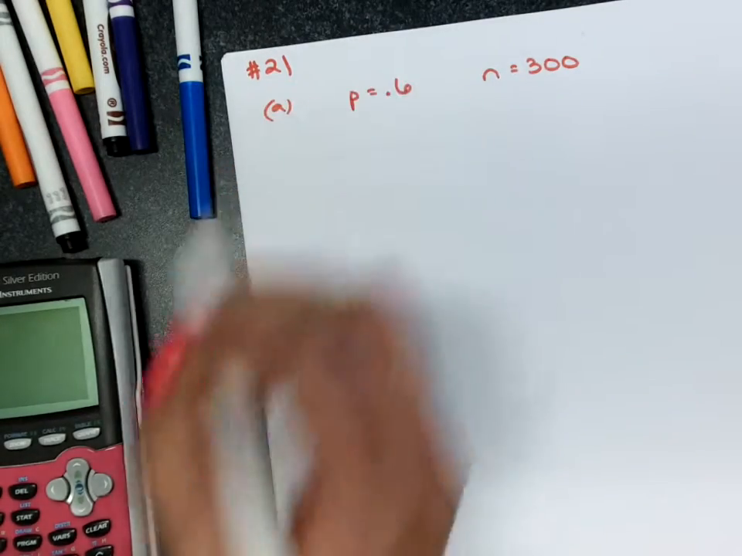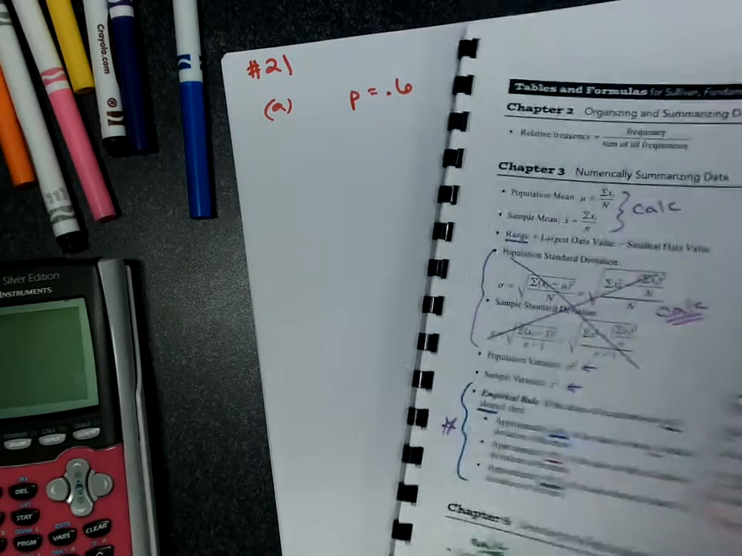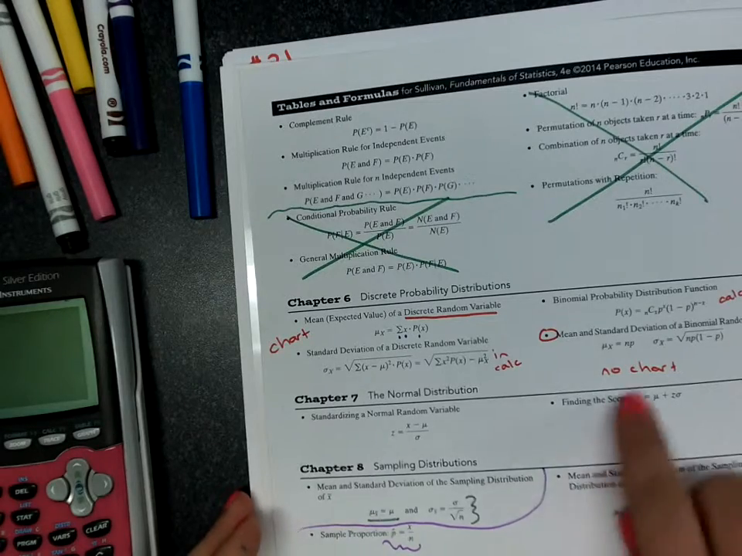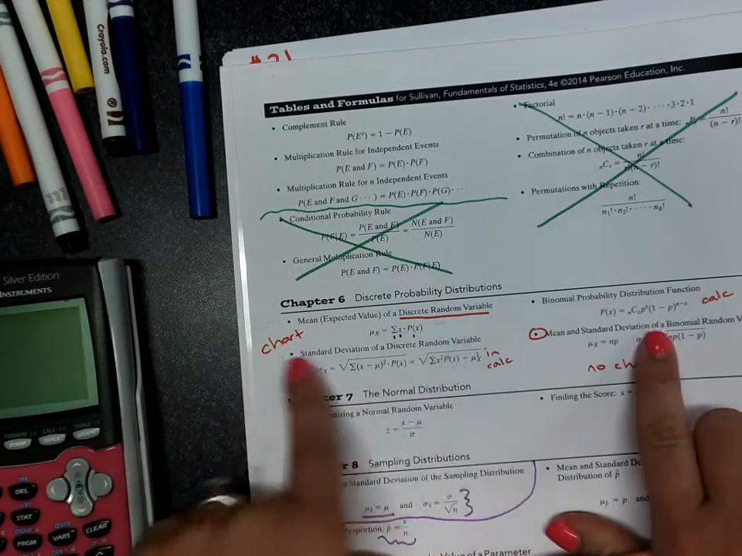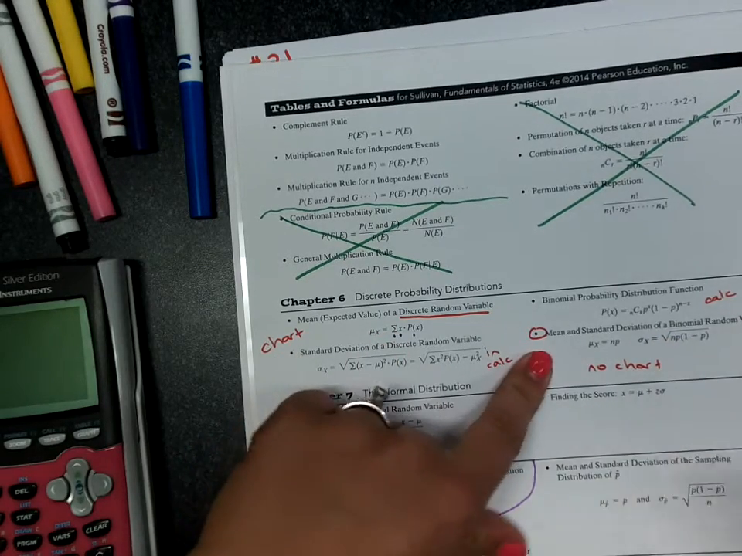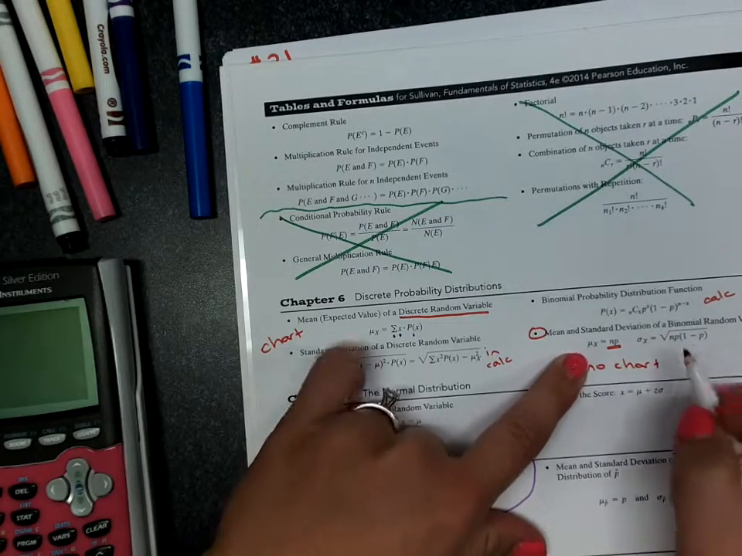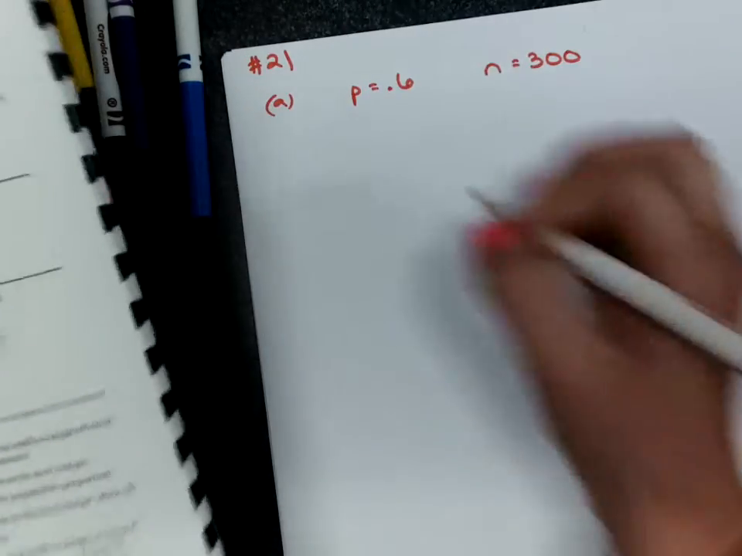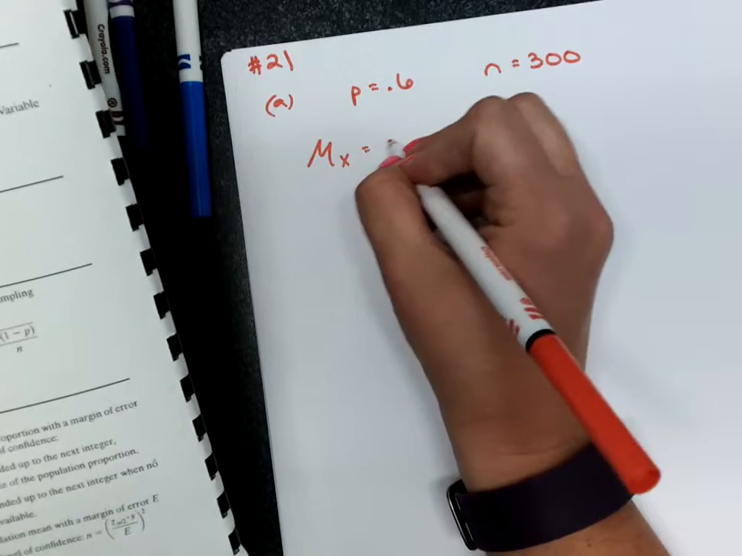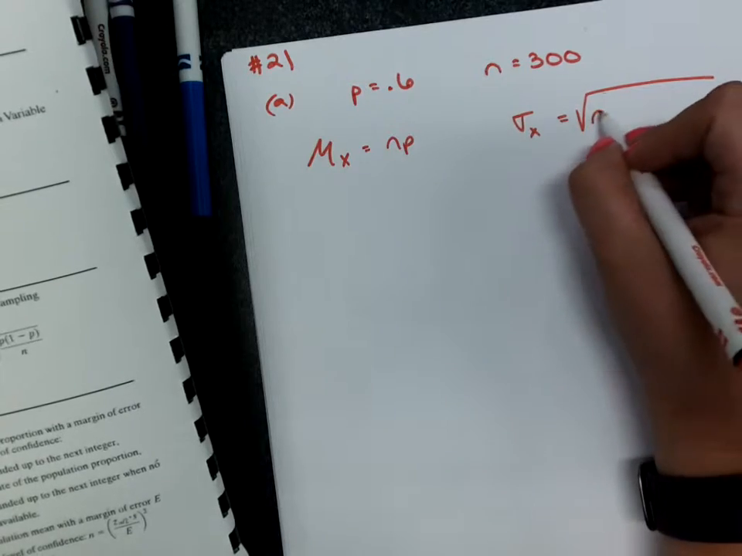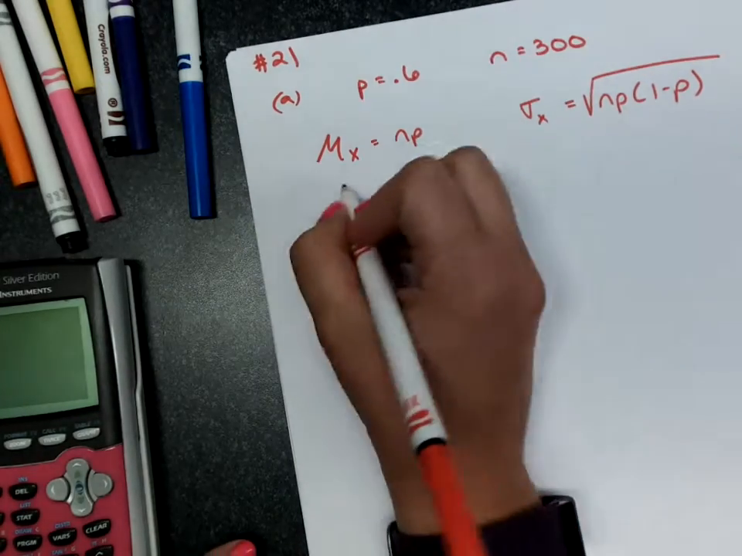So that's part A. We're going to go to our chart in Chapter 6, if that's binomial. And in Chapter 6, we're over here. So there's the equations if you're using the chart. This does not have a chart, so we're over here in binomial. The mean is n times p, and the standard deviation is that formula. So let me write that down. The mean is n times p. The standard deviation is the square root of n times p times 1 minus p. So we're going to use those two formulas to help us.